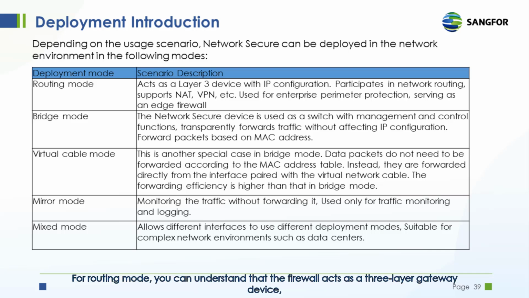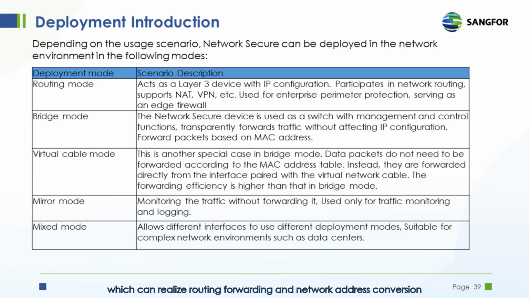For routing mode, you can understand that the firewall acts as a layer 3 gateway device, which can realize routing forwarding and network address conversion, VPN, protection and security functions. Commonly used to deploy on the internet edge.